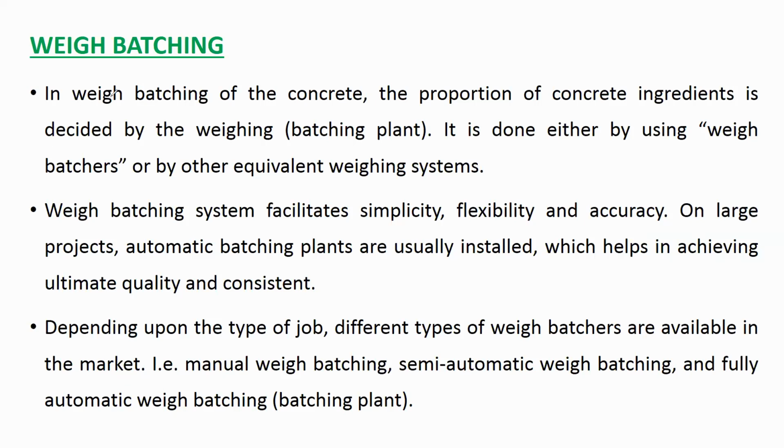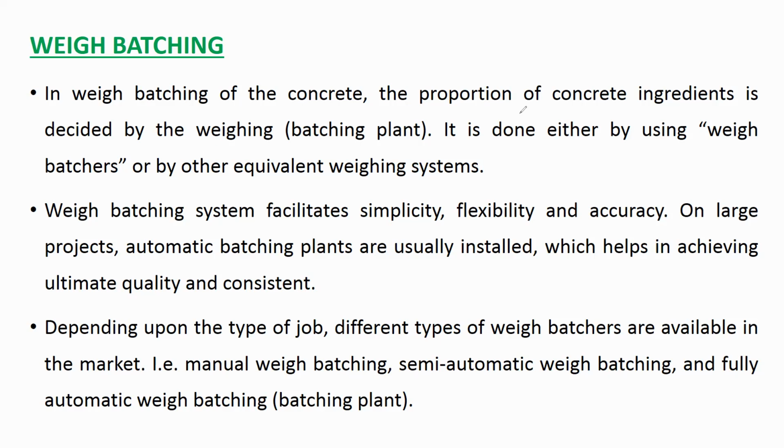What is weigh batching? In weigh batching of concrete, the proportion of concrete ingredients is decided by weighing in the batching plant. It is done either by using weigh batchers or by another equivalent weighing system. So here we will take the ingredients of concrete by weight. If it is a batching plant, then there will be an automatic system to take the ingredients in their proper weight quantity, or you can use the weigh batcher. With the help of a weigh batcher, you can weigh the ingredient and take it.